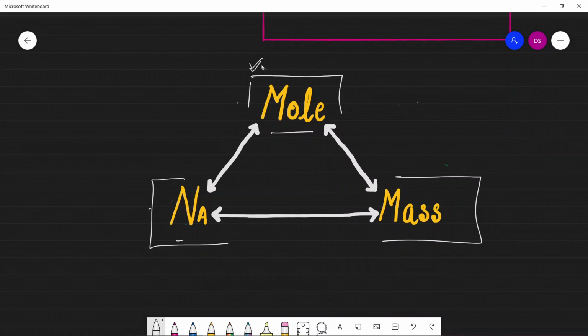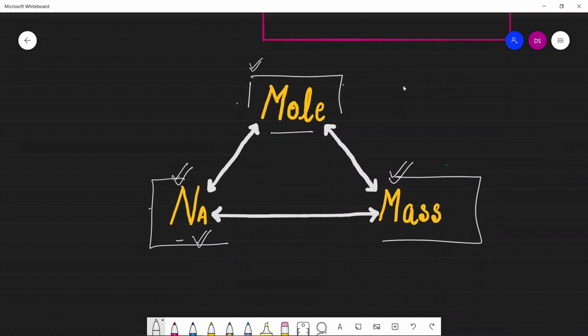What this means is that 1 mole of any substance is going to have Avogadro number of particles of that substance. 1 mole of that substance is going to have gram atomic or gram molecular mass of that substance, right? And Avogadro number of that substance is going to have the gram atomic mass of that substance.